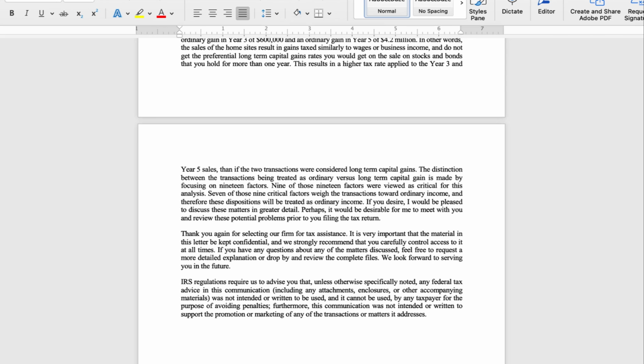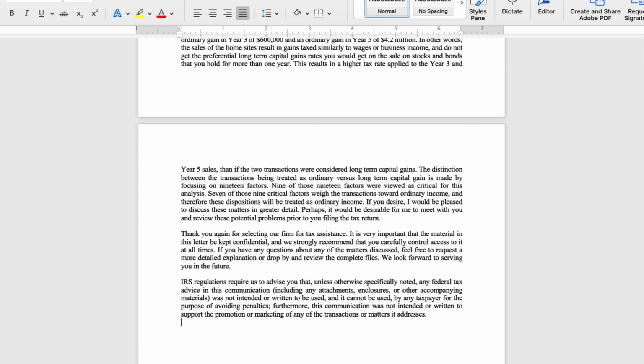Let's go ahead and read it, just make sure it's all good, grammar, punctuation. IRS regulations require us to advise you that, unless otherwise specifically noted, any federal tax advice in this communication, including any attachments, enclosures, or other accompanying materials, was not intended or written to be used, and it cannot be used by any taxpayer for the purpose of avoiding penalties. Furthermore, this communication was not intended or written to support the promotion or marketing of any of the transactions or matters it addresses. Boom. Step 6, disclaimer statement.